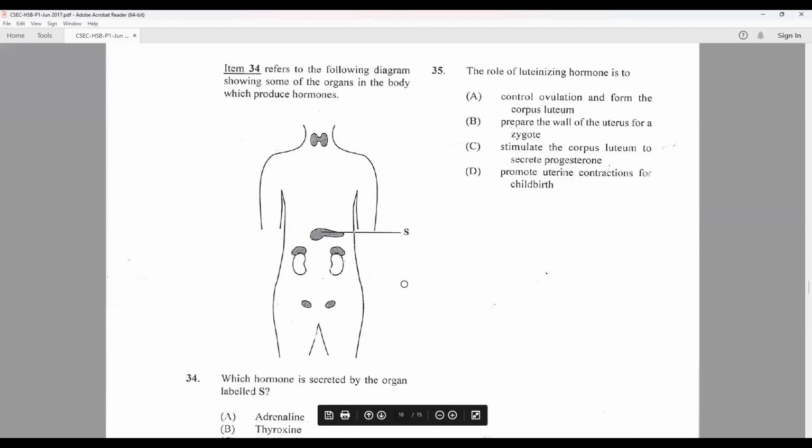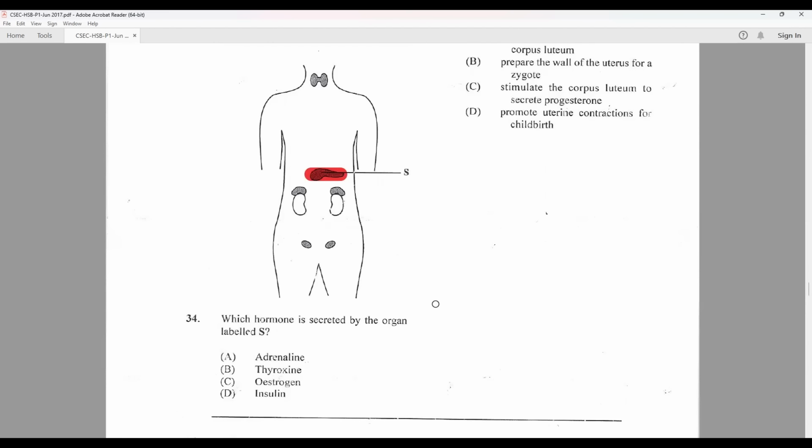34 refers to the following diagram showing some of the organs in the body which produce hormones, and they have labeled one organ S, and that organ is the pancreas. They ask you which hormone is secreted by the organ labeled S, and the hormone that is most popular from that organ is insulin. There are other hormones like glucagon, but that is not present here. So insulin is the answer.